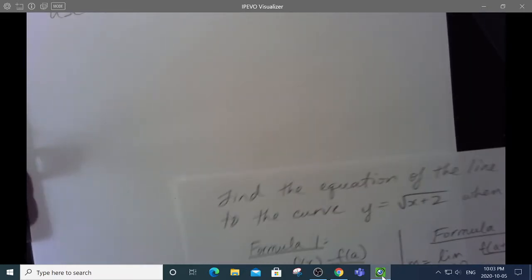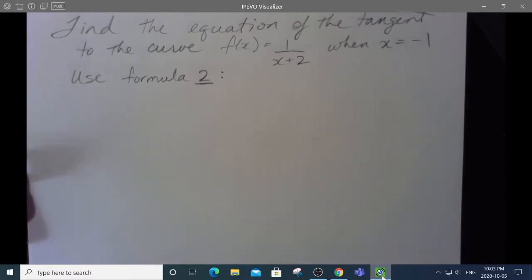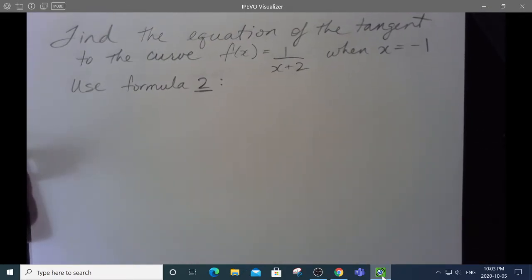Example 2 is going to be this guy here. So take a second and copy that one out. Find the equation of the tangent to the curve f of x equals 1 over x plus 2 when x is negative 1. This time I think we're going to focus on formula 2.